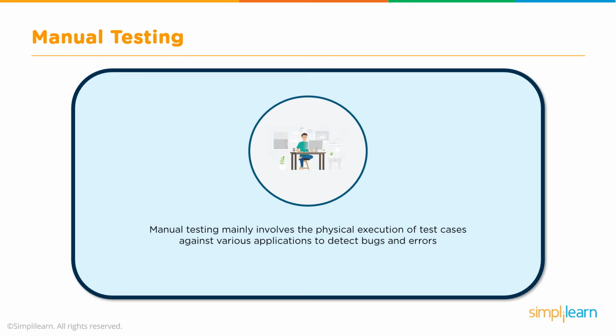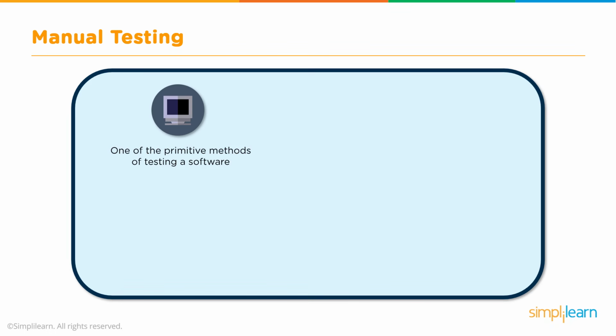Manual testing. A definition, if you can say: manual testing involves the physical execution of test cases against various applications. And to do what? To detect bugs and errors in your product. It is one of the primitive methods of testing software. This was the only method which we knew of earlier. It is execution of test cases without using any automation tools.